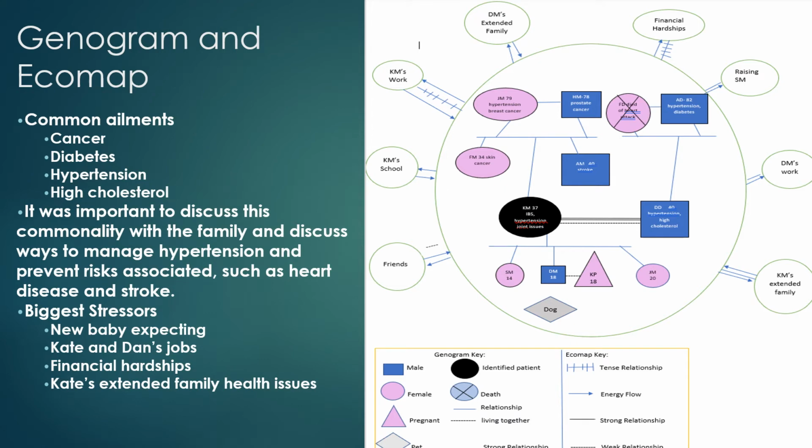So the genogram and ecomap I created were based on the ailments of the family. So a lot of cancer, diabetes, quite a bit of hypertension. Almost every family member had high blood pressure and high cholesterol. So it's important to discuss this commonality and manage hypertension to prevent associated risks. Biggest stressors: the new baby, Kate and Dan's jobs, financial hardships, and Kate's extended family issues. In the next slide, we'll talk about how her mother had a stroke as well.